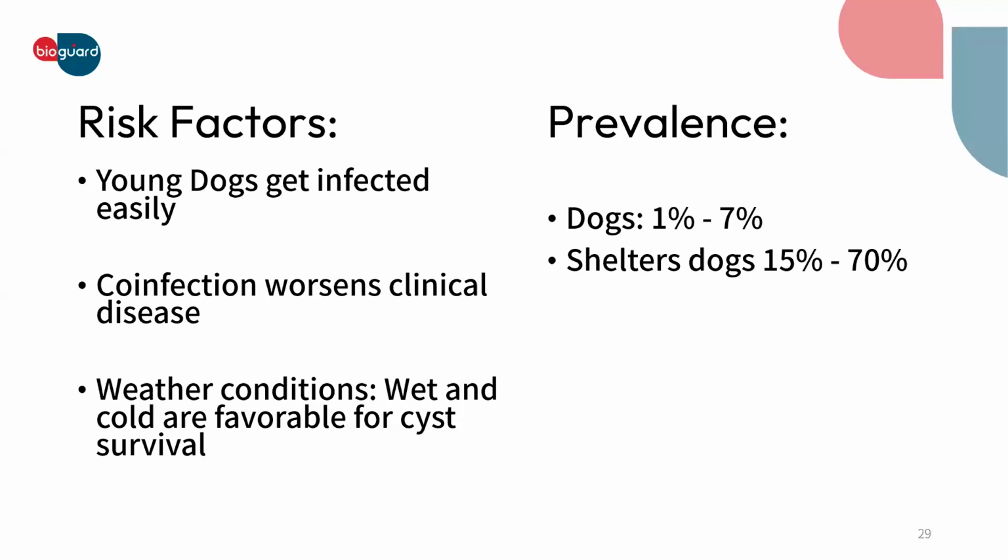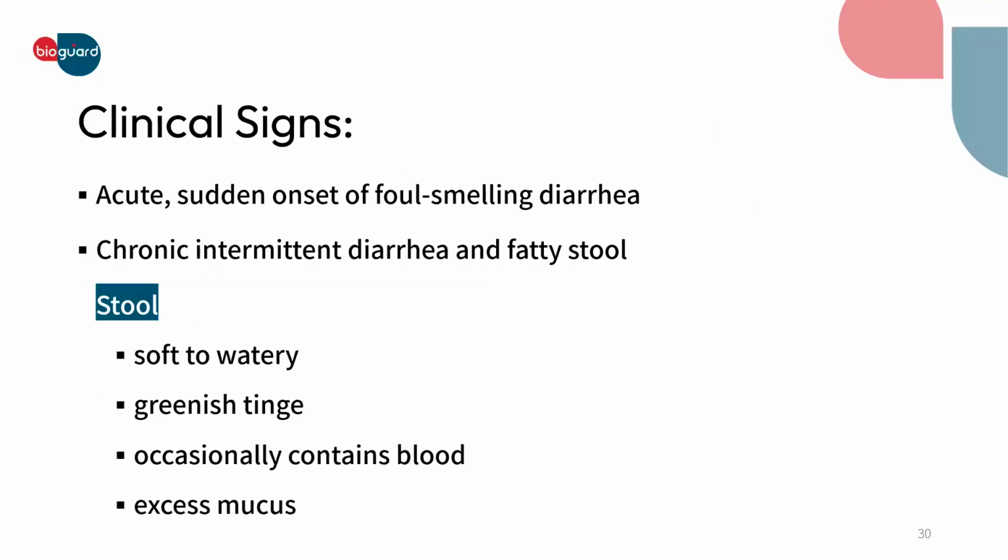Overall prevalence in dogs is 1 to 7%. However, because pet dogs are less prone or exposed to the bad or contaminated environment, you can say. However, for dogs living in shelters, from 50% to 70% can be the case that they will get infected by Giardia.